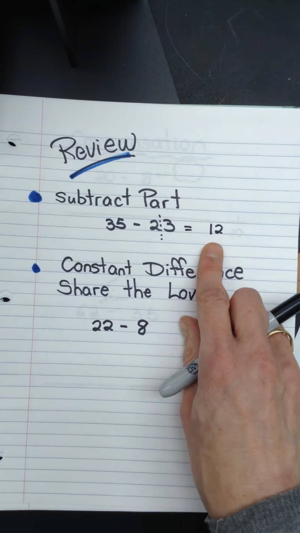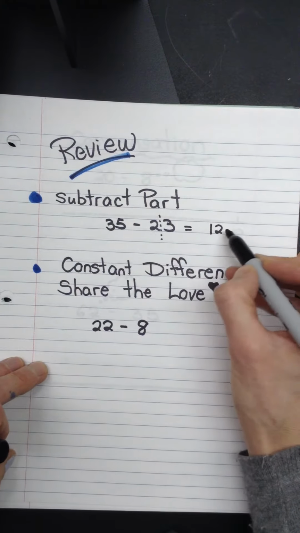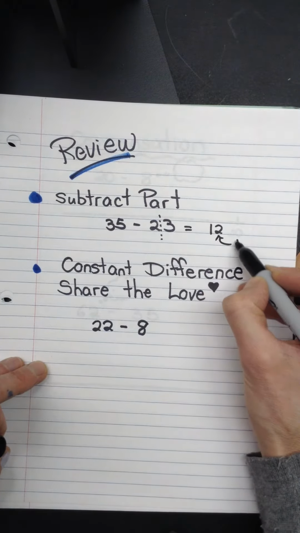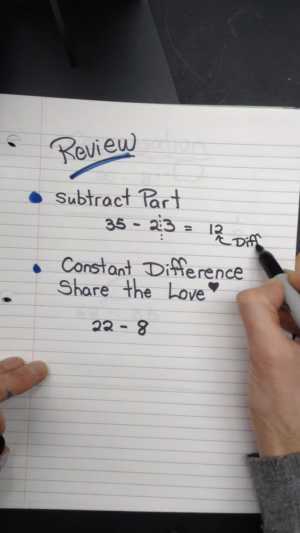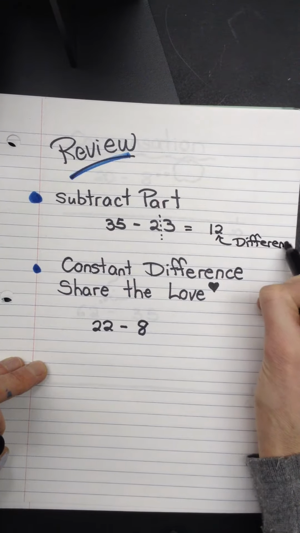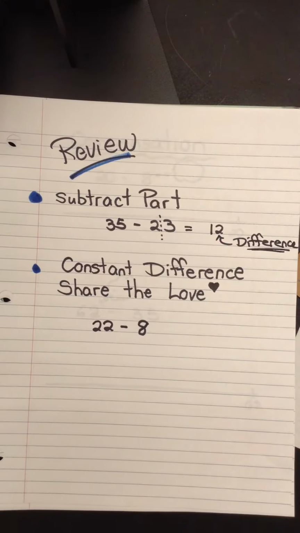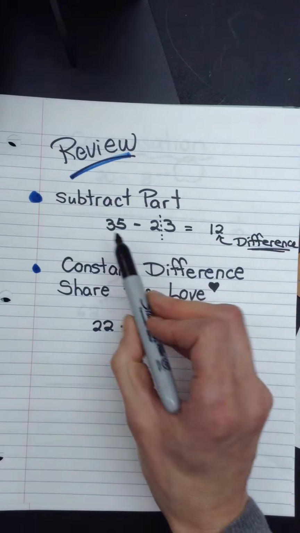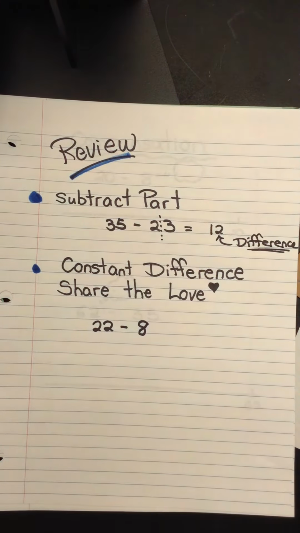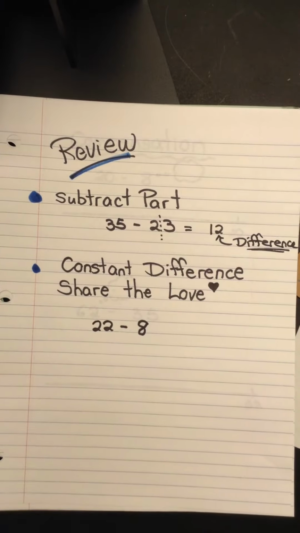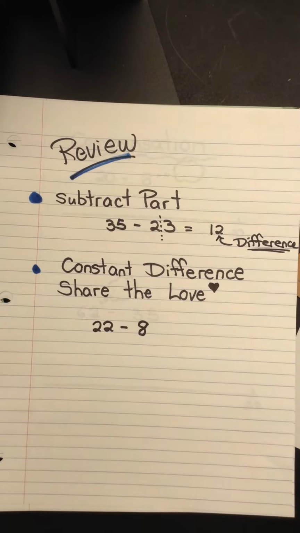Now remember, when we're doing subtracting, we talk about an answer that's a difference. Remember that silly error I made last time? Goodness. Okay, so that's the difference. How far 35 and 23 are apart on a number line? There's 12 numbers between 23 and 35. That's why we call it a difference.